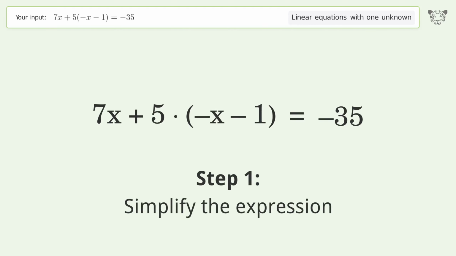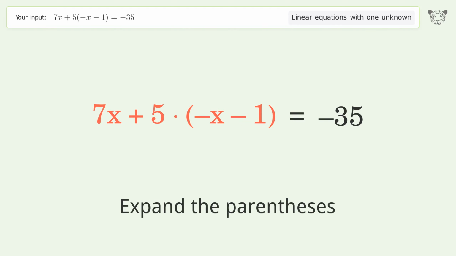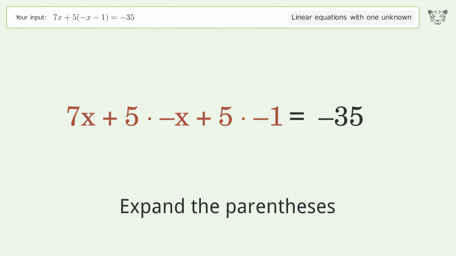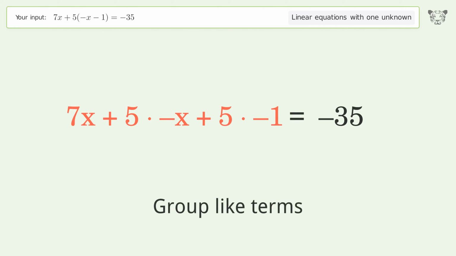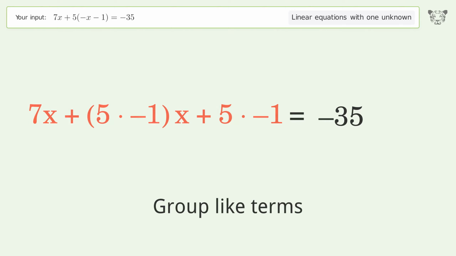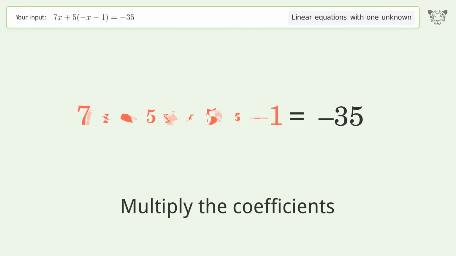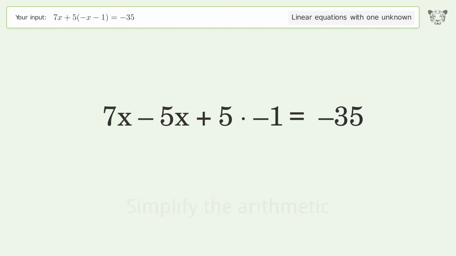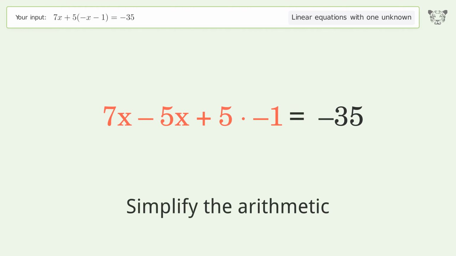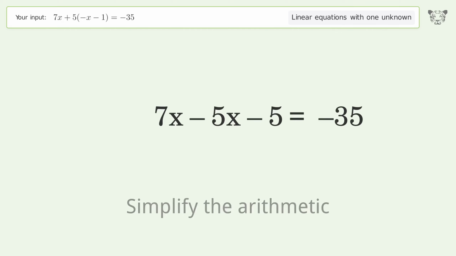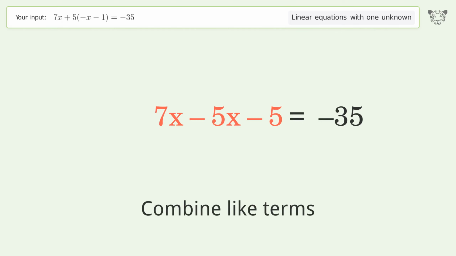Simplify the expression. Expand the parentheses. Group like terms. Multiply the coefficients. Simplify the arithmetic. Combine like terms.